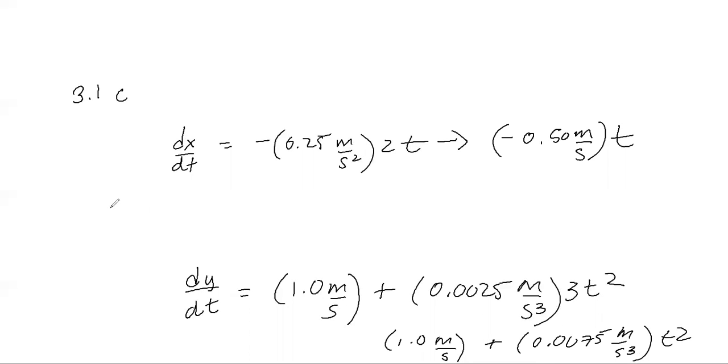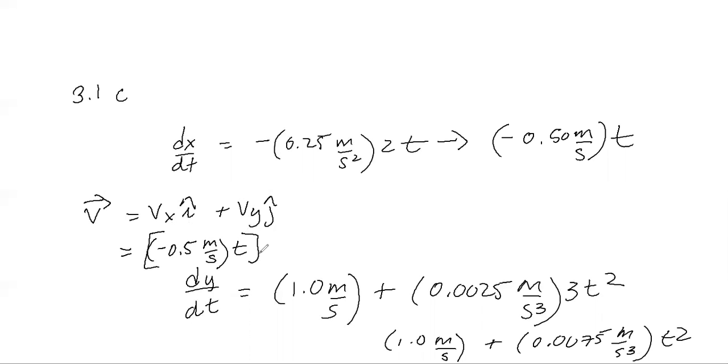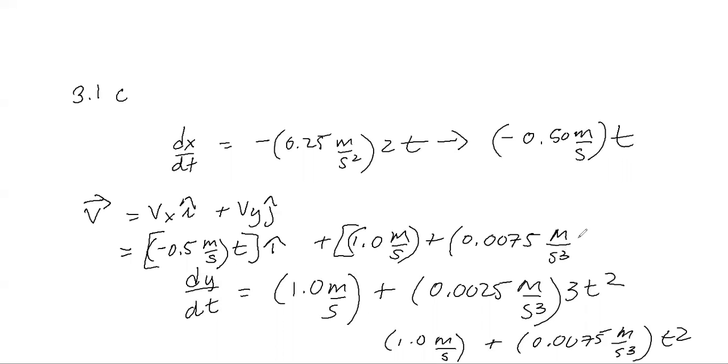So now to write this, my velocity vector is going to be equal to v sub x i plus v sub y j, and that's going to be equal to negative 0.5 meter per second t. This is going to be i, plus the bottom one, plus 1.0 meter per second plus 0.0075 meter per second cubed t squared j.